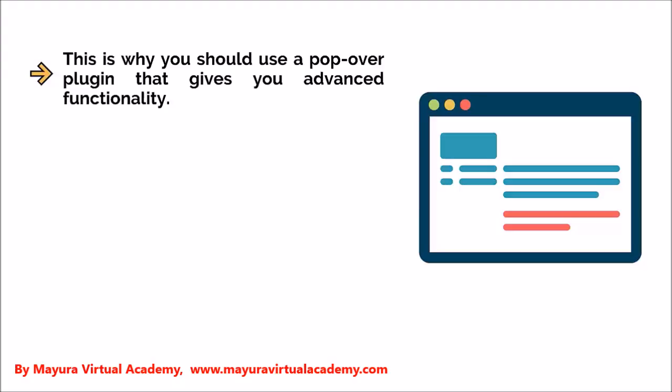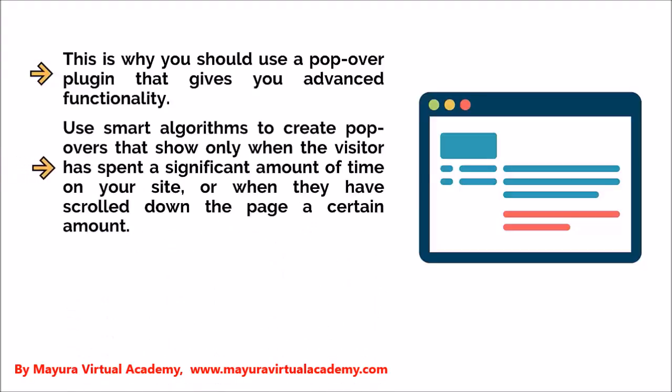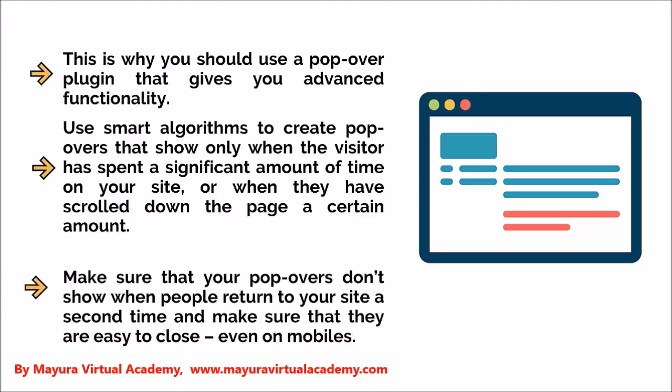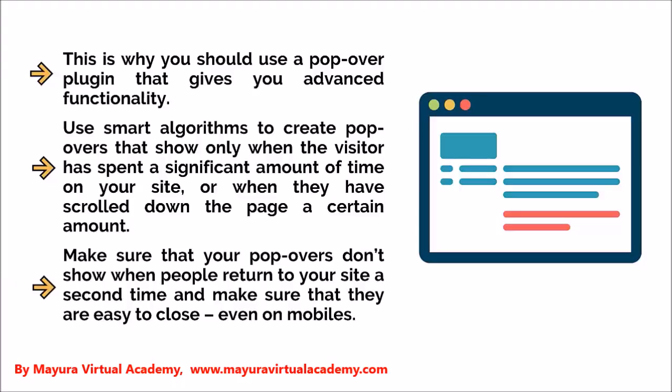There's no point in showing your mailing list as soon as someone lands on your site anyway. Why would they be interested in signing up when they've never heard of you and haven't read one bit of text? Instead, then, use smart algorithms to create popovers that only show when the visitor has spent a significant amount of time on your site, or when they've scrolled down the page a certain amount. Likewise, make sure that your popovers don't show when people return to your site a second time, and make sure that they're easy to close, even on mobiles.